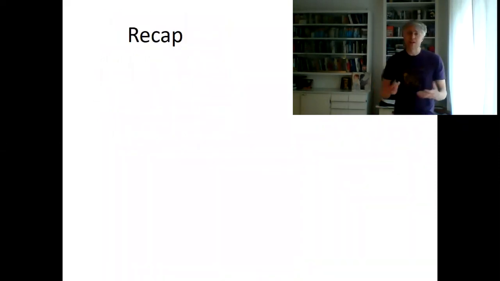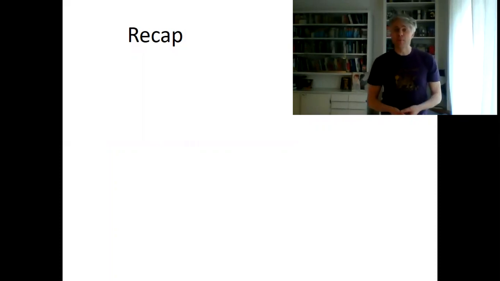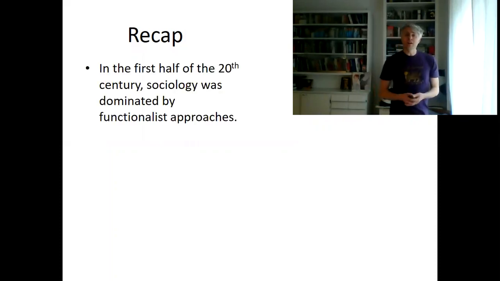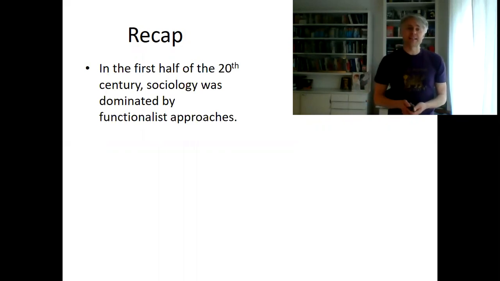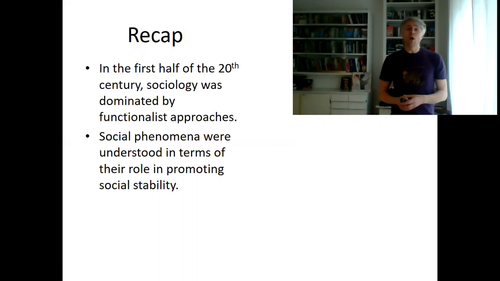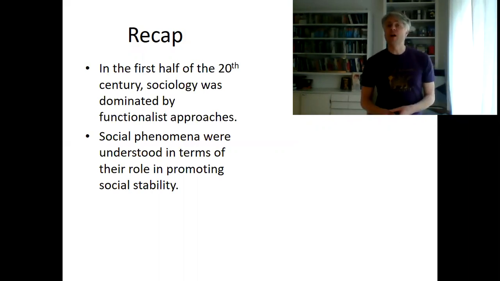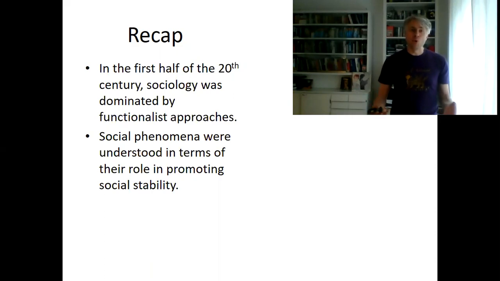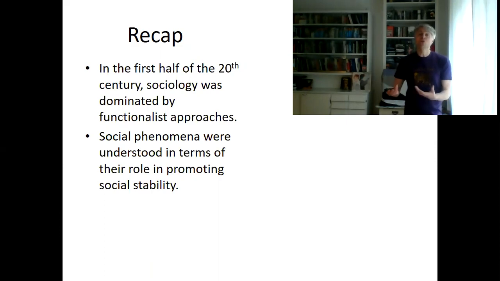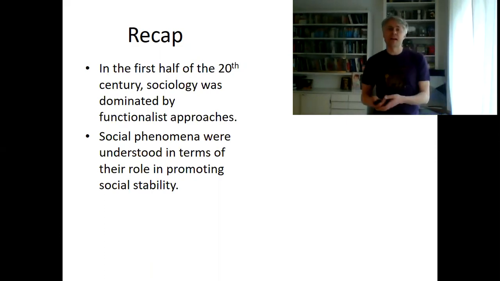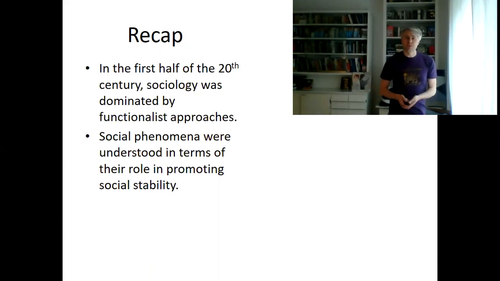Before I continue talking about labeling theory, a recap of our last video. We were looking at early 20th century approaches to understanding society. In the early 20th century, sociology was dominated by functionalist approaches. Social phenomena were understood in terms of their role in promoting social stability. Society was seen as being inherently stable. And if we looked at individual social phenomena, we would ask ourselves, how does that contribute to the stability? And that would often be the consequence of our analysis: it helps stability in this particular way.